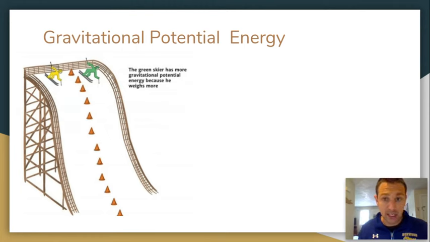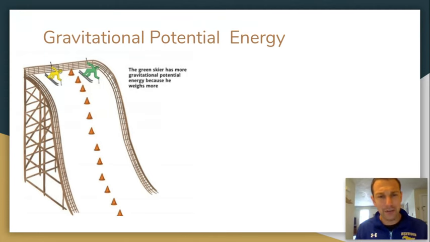We have two skiers that are at the top of a hill. Both skiers, the green skier and the yellow skier, both have gravitational potential energy as compared to the bottom of the hill. That's because they are both above the base of the hill. They have gravitational, because gravity is pulling them down, potential energy. And that potential energy might get converted into kinetic energy.